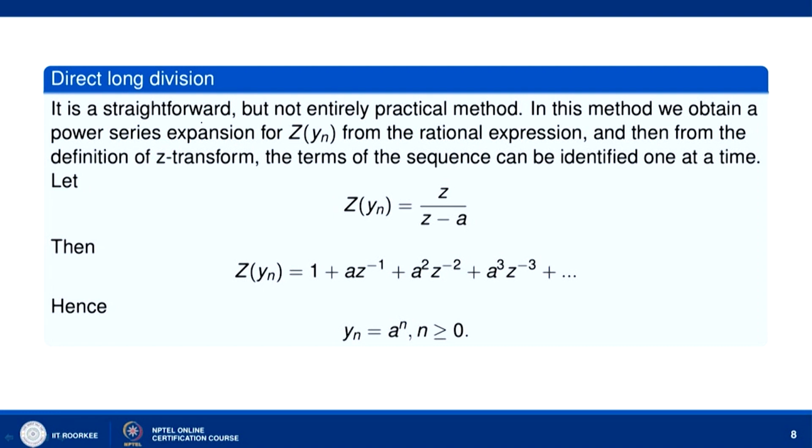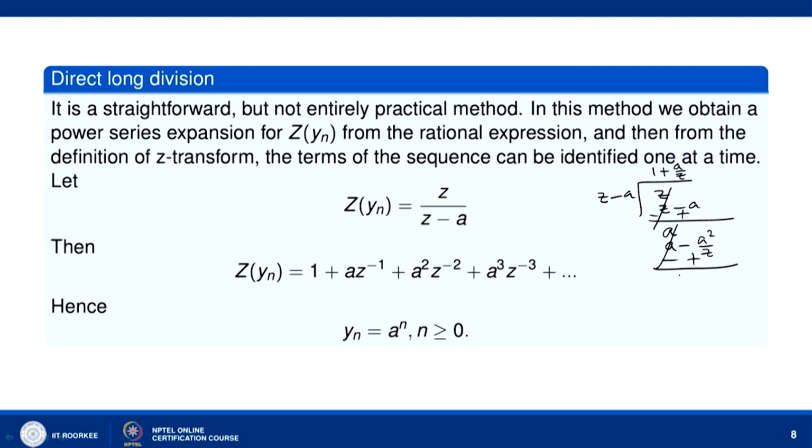In this method we obtain a power series expansion for z by n from the rational expression, and then from the definition of z transform the terms of the sequence can be identified one at a time. Let us say z by n is z over z minus a. So, what do you do? This is your z, you are dividing z by z minus a. So, it will go 1 times, so z minus a. So, we will have minus plus here z, so this will be a. Now, we have to make this a 0. So, we multiply a by z. So, a by z, when you multiply to z minus a, you get a minus a square by z.